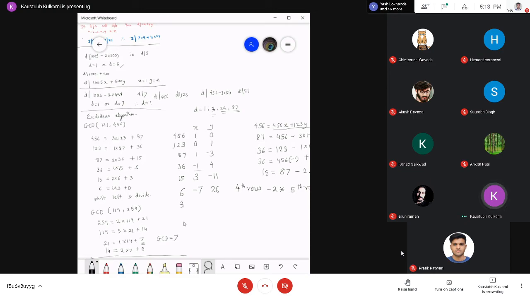Similarly, for obtaining 3, it will be the row of 15 minus 2 times the row of 6. The row of 15, that is 3, minus 2 times the row of 6. So in other words, it is the fifth row minus 2 times the sixth row. Okay, so 3 plus 14 becomes 17, and minus 11 minus 2 times 26, which is 52, will become minus 63. And thus we obtained the coefficients x and y with which we get this.